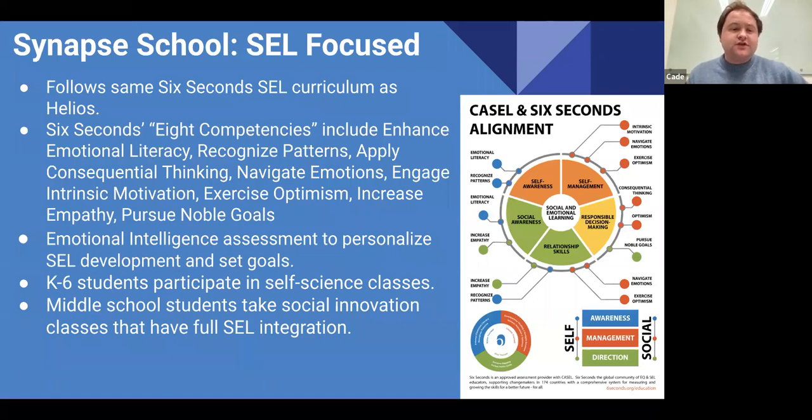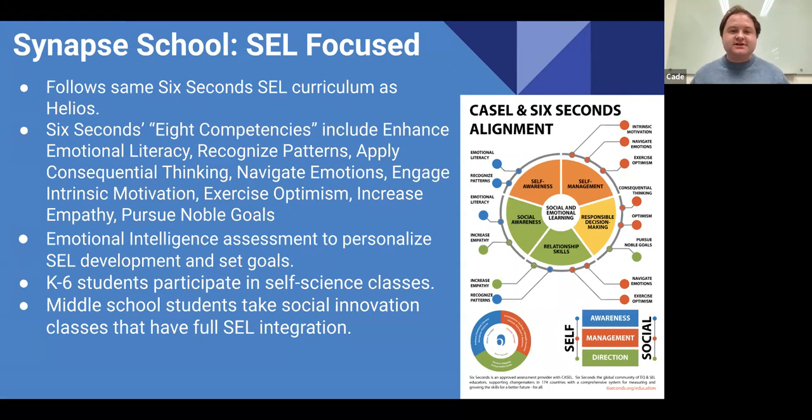Moving on, they also have emotional intelligence assessments to personalize the SEL development of their child and help them set academic and social emotional goals. K through 6 students participate in self-science classes, where through experiments and activities, they learn to better their own communication and social emotional wellness. And lastly, middle school students take social innovation classes that have full SEL integration.